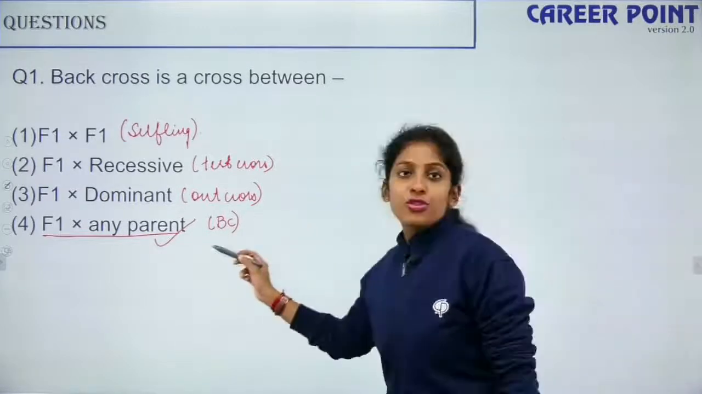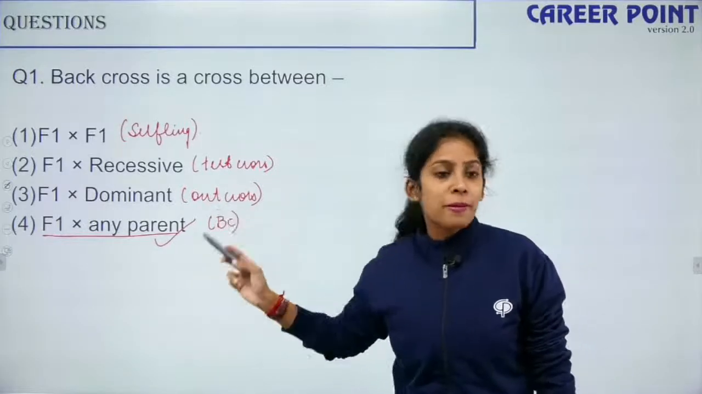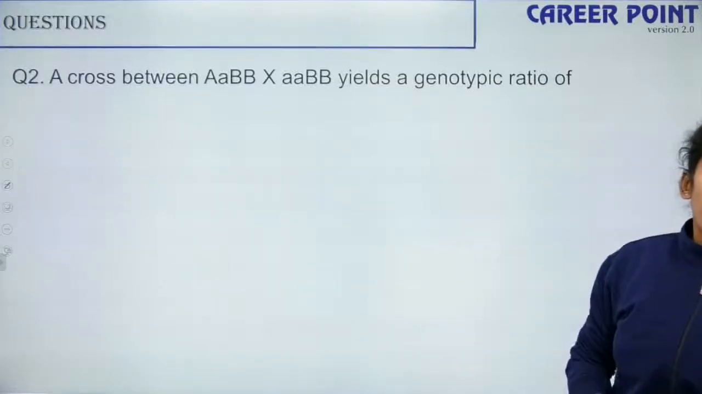So into any of the parents is a back cross, into the recessive parent is a test cross, into a dominant parent is an out cross. Yeah, very good. So here we go to question 2.